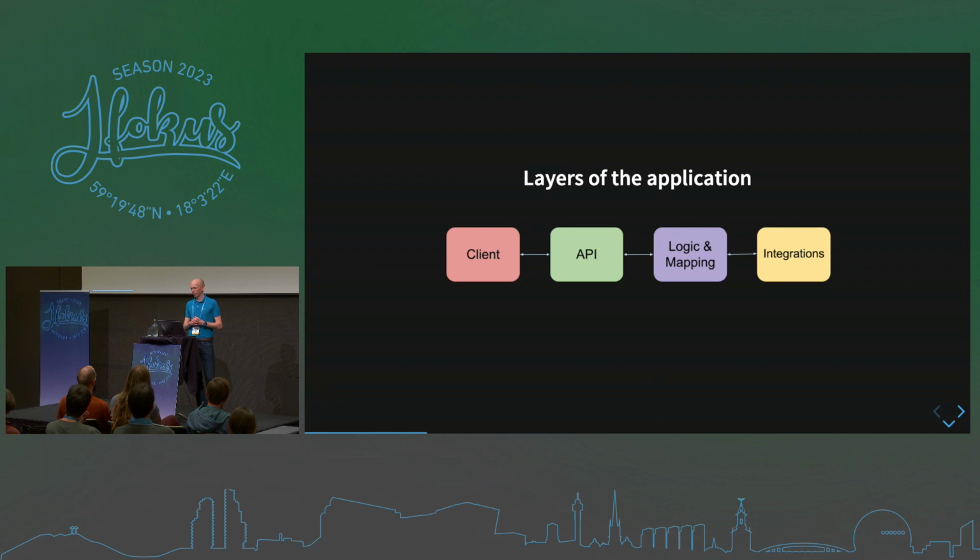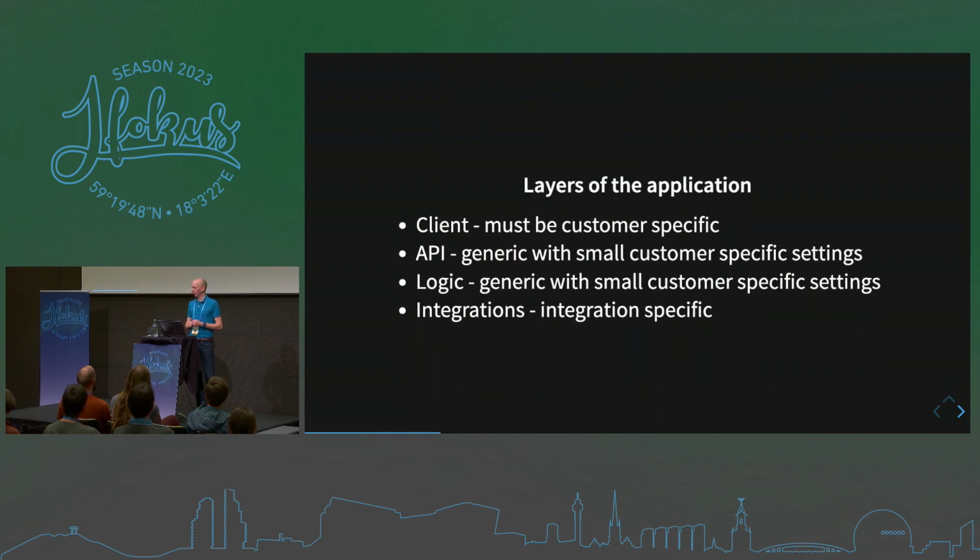The idea was that the client probably needs to be customer specific. We really need to be able to let them choose their own styling, their own text, probably their own views. But the API can be generic. We can use the same API for all customers, maybe with some small tweaks, but we'll cross that bridge when we get there. Let's start by designing a generic API. And the logic as well, that's more a handling of how the data looks in the different systems and what we are mapping it to. Let's try to keep that generic as well.